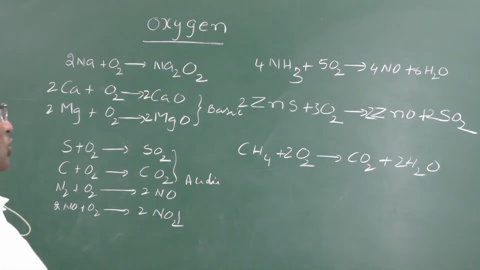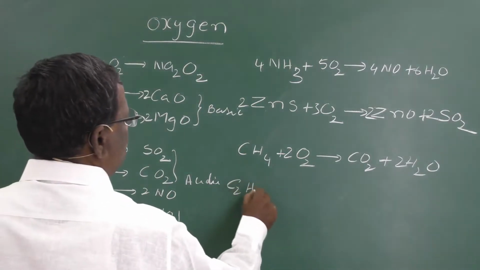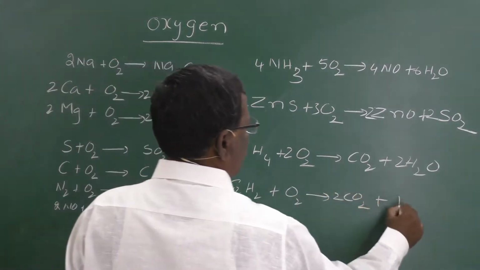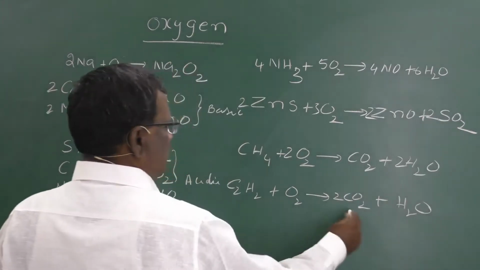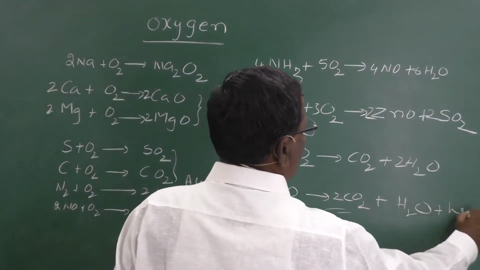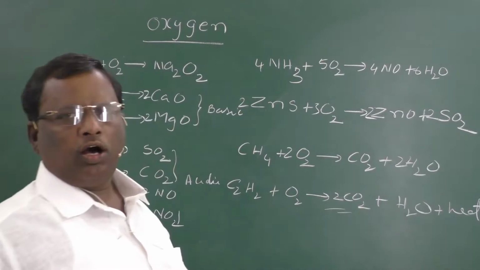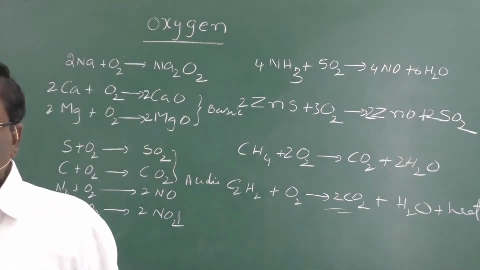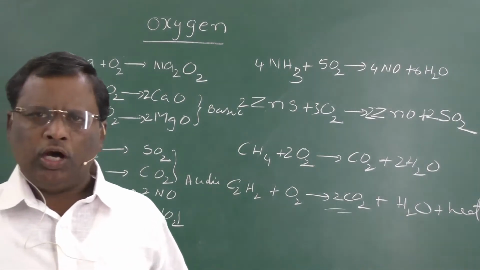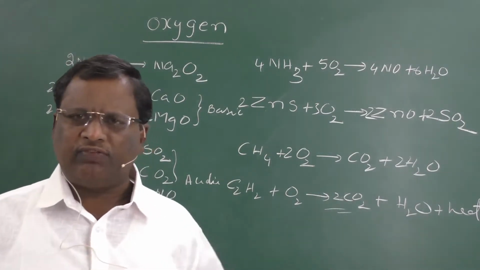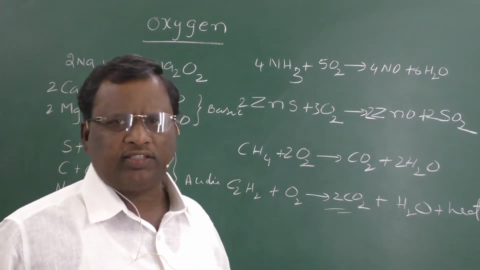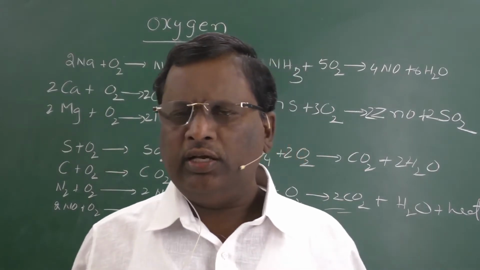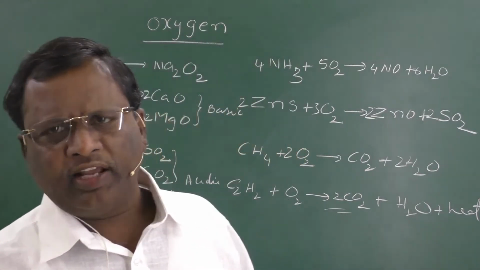Acetylene, C2H2, when burned in the presence of oxygen, gives 2CO2 plus H2O. Here it gives a large quantity of heat. This flame is called the oxyacetylene flame, which we use for welding purposes. The mixture of carbon dioxide and oxygen is called carbogen. This mixture is used for artificial respiration in the medical field.